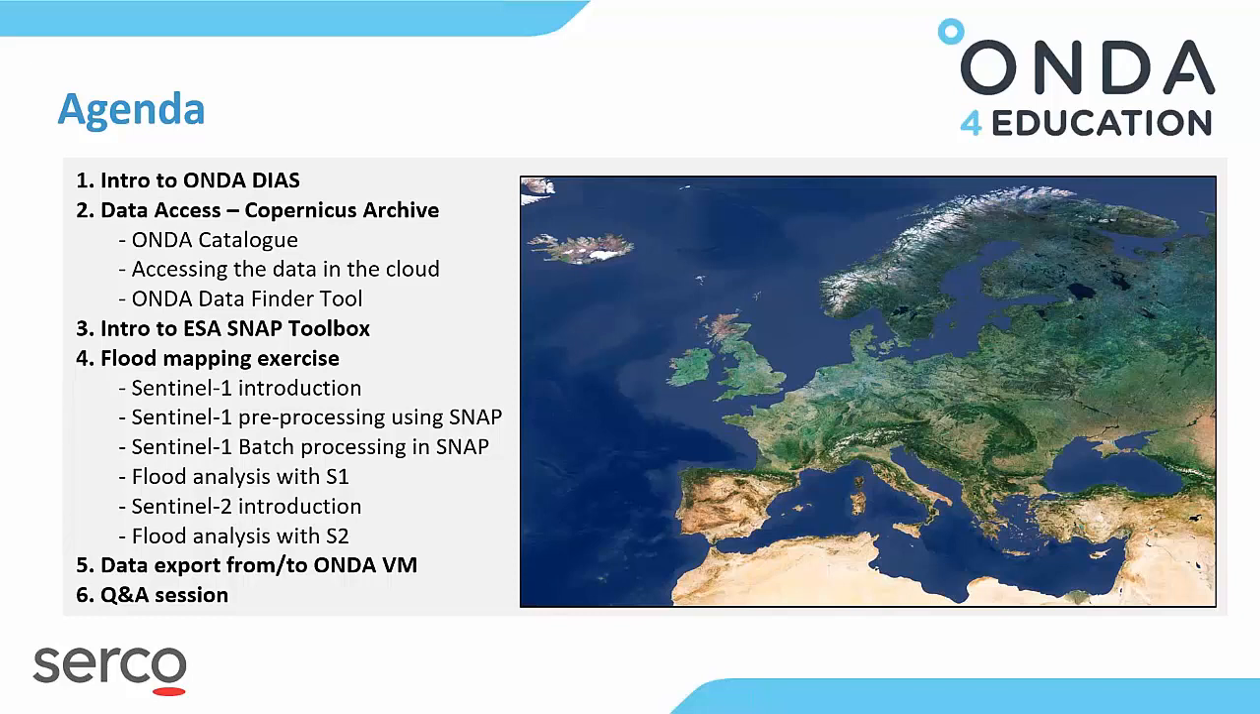For the purpose of this webinar, we will be using a tool called SNAP that was developed by the European Space Agency. We will quickly introduce the tool, and then you will see how you can use SNAP to process Sentinel-1 and Sentinel-2 data for flood mapping purposes. Then you will learn how to export your results, and we will have a questions and answer session, of course, and we can also have another question and answer session halfway during the webinar.